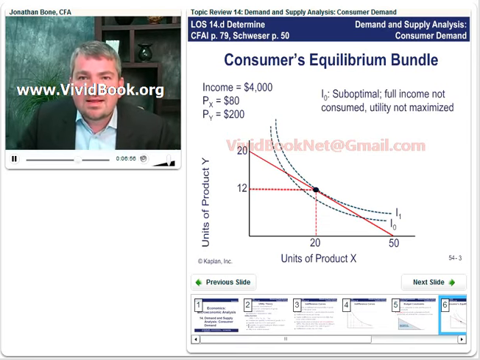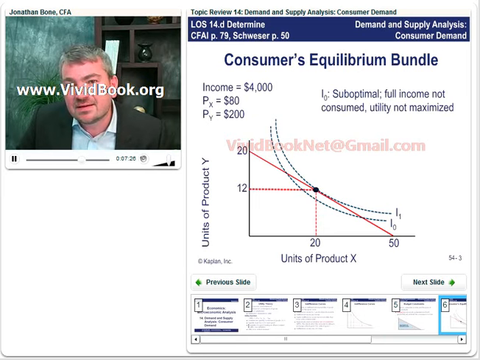Now you can see that I1 is preferred over I0. The indifference curve I0 is obtainable, but it doesn't consume all of our income, so we're not maximizing our utility. Notice the indifference curve I1 lies above I0, and as we've already said before, more is preferred to less. We would prefer to be on the highest indifference curve possible to maximize our utility. Indifference curve 1 has more utility than indifference curve 0.